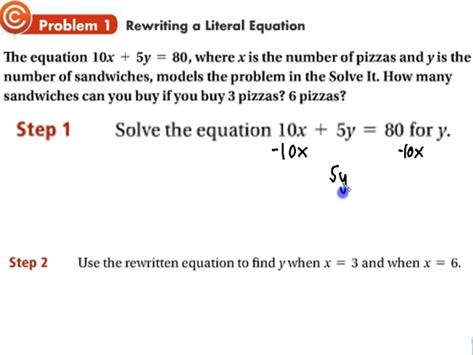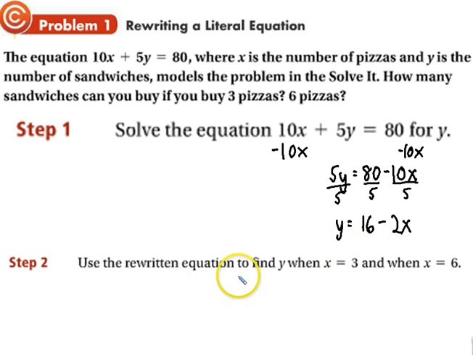So look what I have. Now I want to solve it for y, so I'm going to divide by 5. Notice I divide by everything. What is that? 16. Okay, so what we end up with is an equation that says y equals 16 minus 2x. See, I just used the principles that I learned in previous sections.